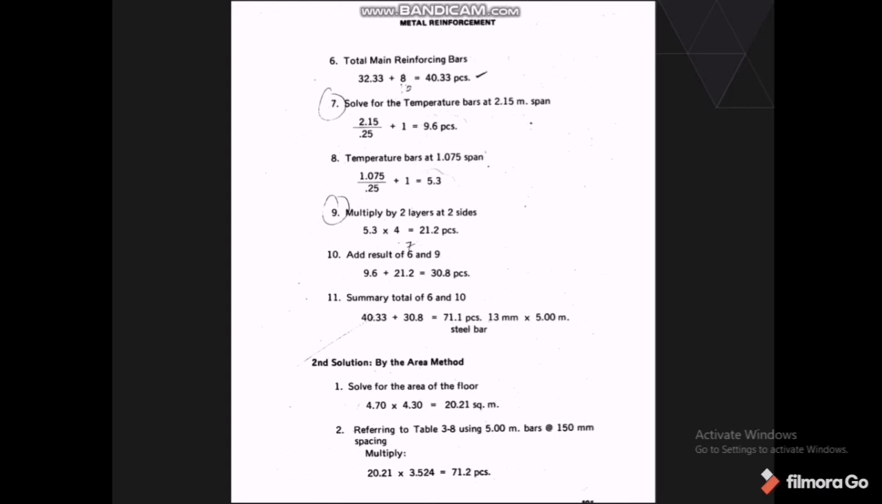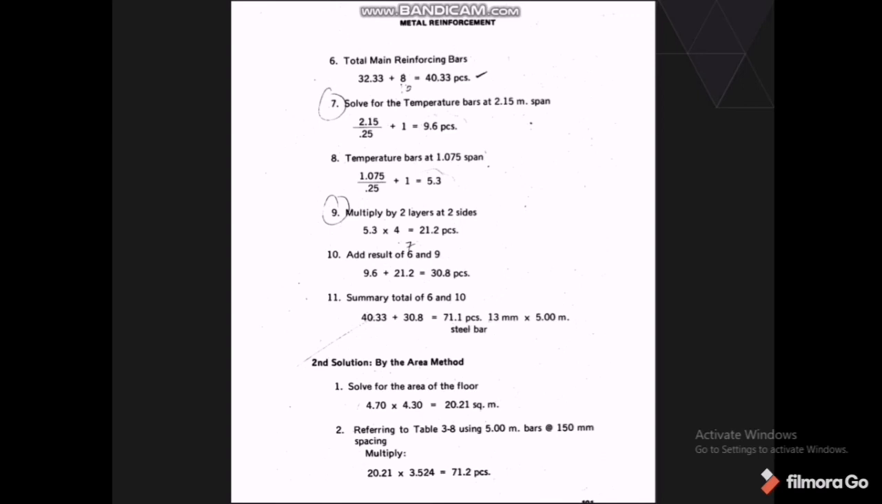And the total summary of 6 and 10 is 40.33 plus 30.8, that is 71.1 pieces, 13 millimeter by 5 meters steel bar. And there is also another solution, which is by the area method, which is much simpler with two processes. Solve for the area of the floor, that is 4.70 times 4.30, that is 20.21 square meter.